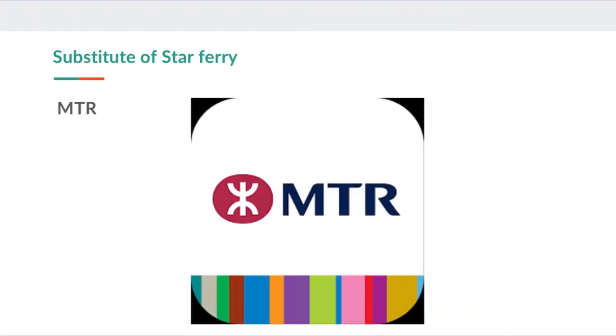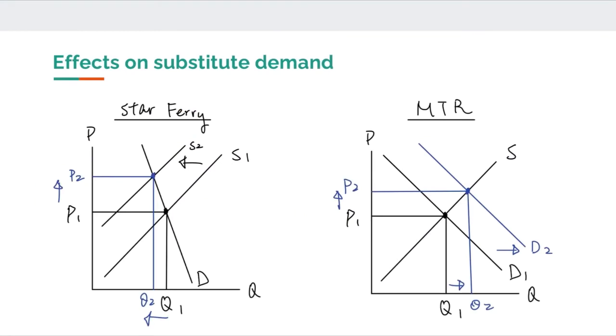So, how could the case affect substitute demand? There are many substitutes for Star Ferry, such as bus, taxi, and MTR. We will use MTR as an example, as it can go across the sea like the ferry does. When the price of Star Ferry increases, the quantity demanded of Star Ferry decreases. Then, accordingly, people will use another transportation, for instance MTR, instead of Star Ferry.